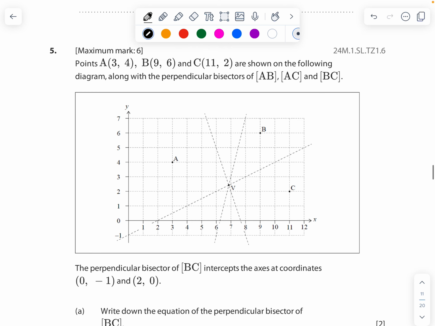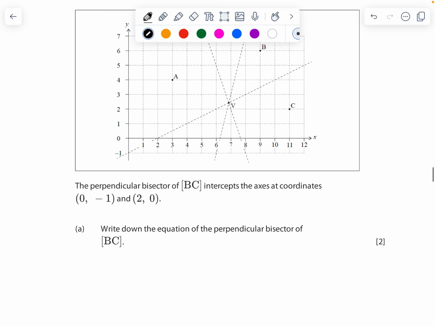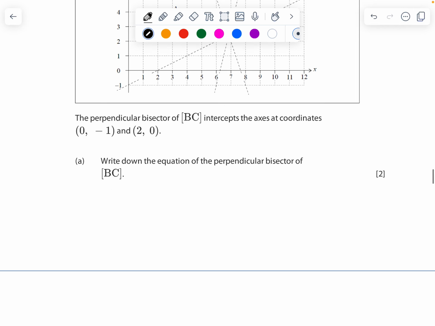Question number 5. Points A, B, and C are shown. The perpendicular bisector of BC intercepts the coordinate axes at (0, -1) and (2, 0). Find the equation of the perpendicular bisector.